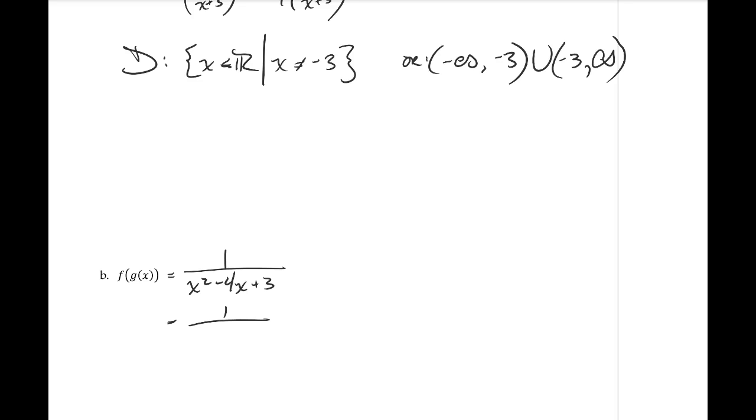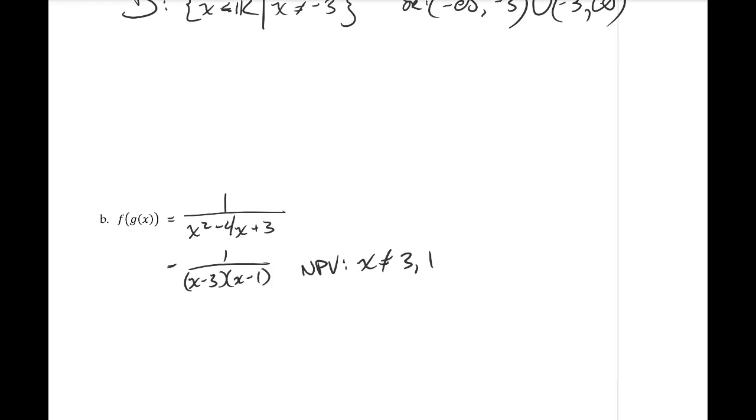Well, that comes from being able to identify what we're not allowed to put in the denominator. And that becomes easier if it's factored, if it's a quadratic in the denominator. So if I've got x minus 3 and x minus 1 as my two factors, then my non-permissible values are going to be x cannot be 3 or 1. And my domain will reflect that.